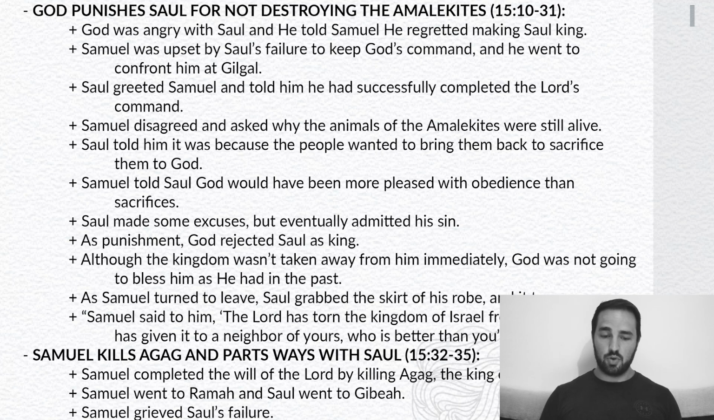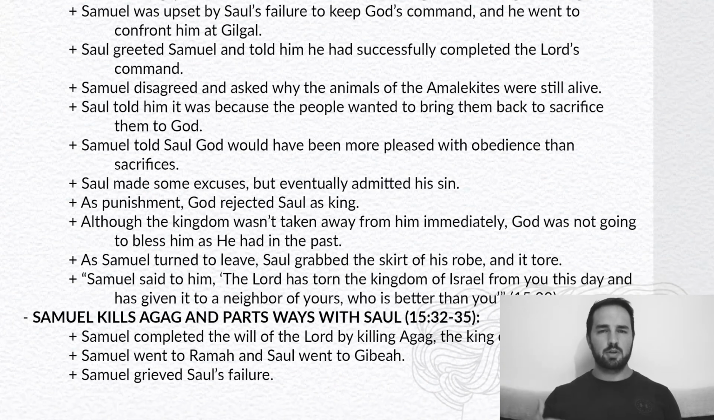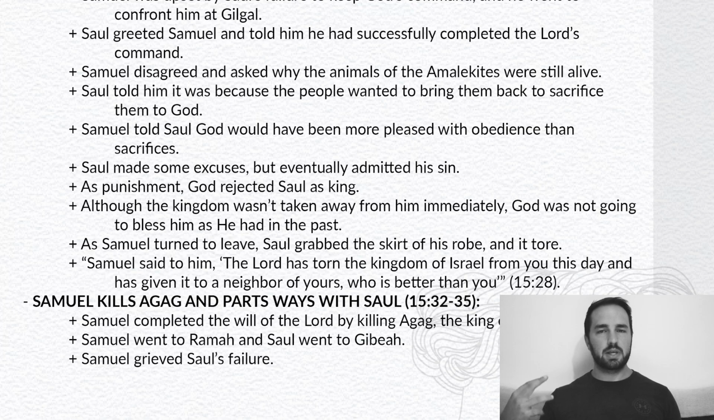But Samuel told Saul that God would have been more pleased with obedience to his commands rather than sacrifices. Saul went on to make some more excuses, but he eventually admitted that he had sinned. He had failed as a leader. And as punishment, God rejected Saul as king. Now, he didn't take the throne away from him immediately, but God was not going to bless him in the same way that he had in the past moving forward, and there was going to be someone else chosen to take his place.